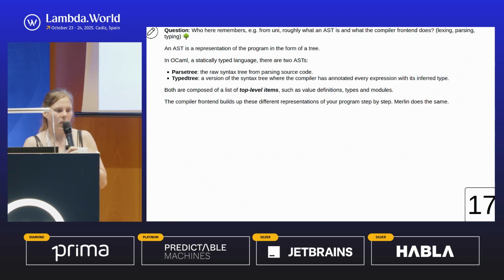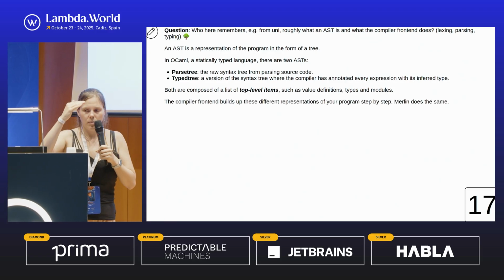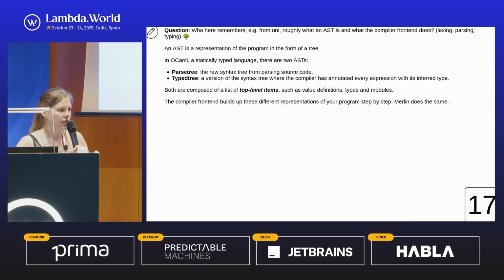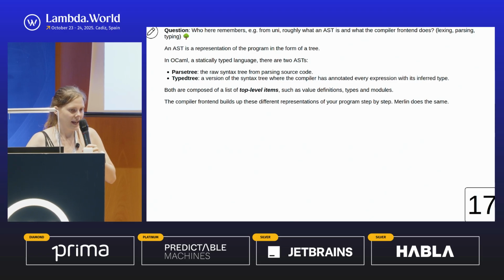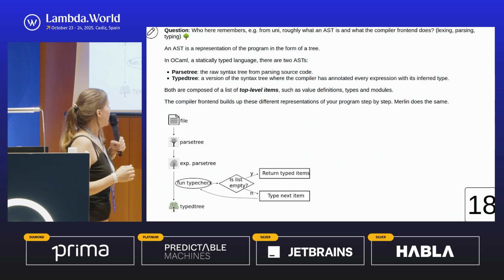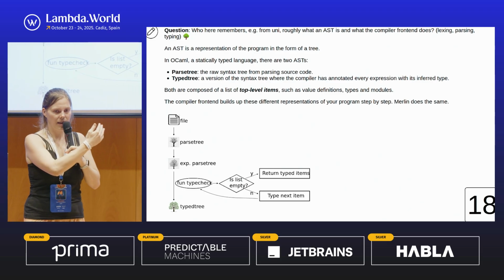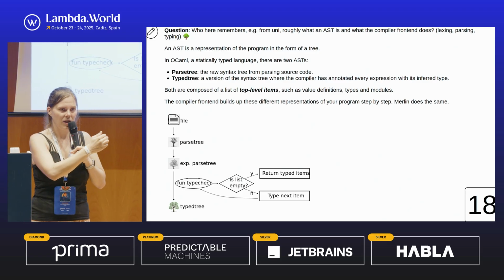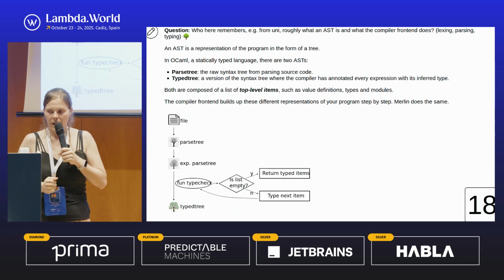And yeah, both the compiler and Merlin need to build up these different representations to do their analysis on these ASTs, on these representations of the language. And that is how it looks. So you see, you start with the source code, and then that gets parsed into the parse tree. That is what you usually understand as an AST.